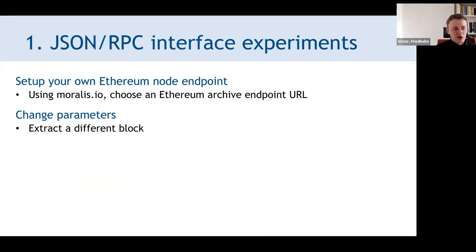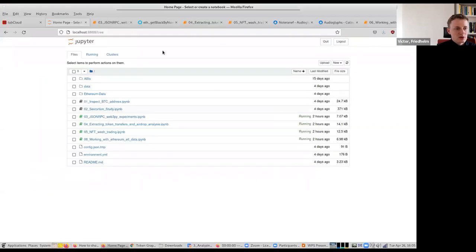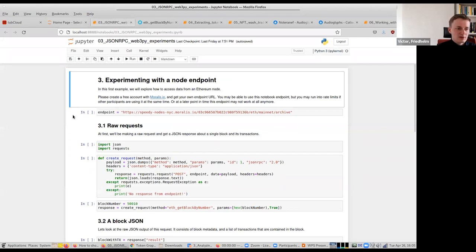So to start out, let's jump into the first notebook. I hope you can still see my browser here. Maybe I should make it even a little larger.